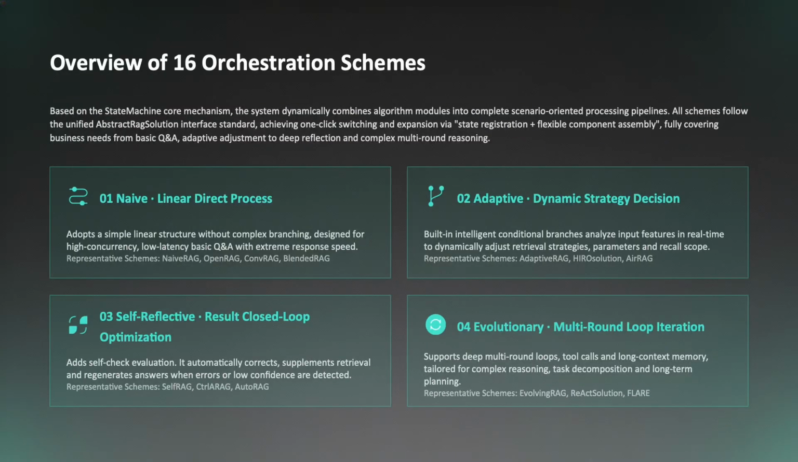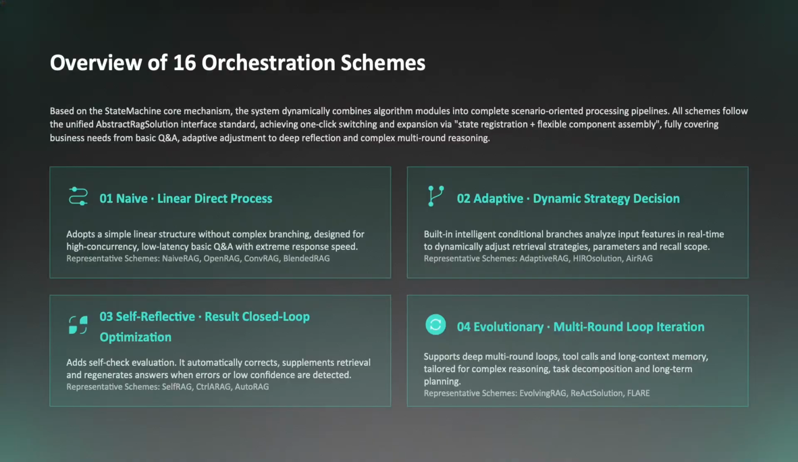First, naive linear schemes. Simple, straight-line workflows with no conditional branches, optimized for high concurrency, low latency, basic Q&A. Representative implementations. NaiveRAG, OpenRAG, ConverRAG, BlendedRAG. Second, adaptive dynamic decision schemes. Built-in conditional branch logic that analyzes user input features to adjust retrieval strategies, weights, and recall ranges in real time. Representative implementations. Adaptive RAG, Hero Solution, Error RAG.